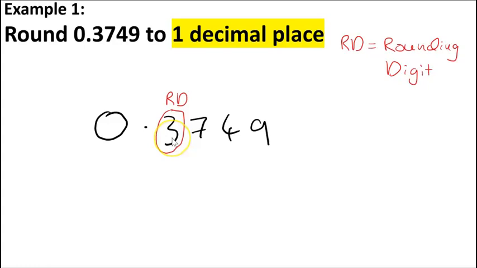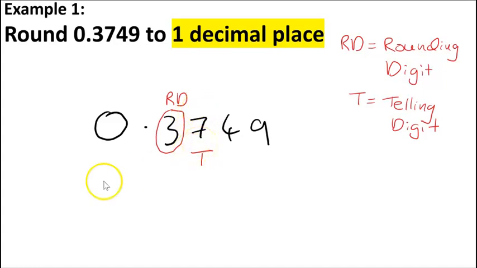So this number will either increase to 4 or it will stay the same. So the rule is 5 or more, let it soar. 4 or less, let it rest. The number that tells us what to do is the number after it, and the number after it is the number 7. So we call this the telling digit. We underline the number 7 and turn that into a capital T. Capital T stands for telling digit. The telling digit tells the rounding digit what to do. So it's the rounding digit that may or may not change depending on what the telling digit is.